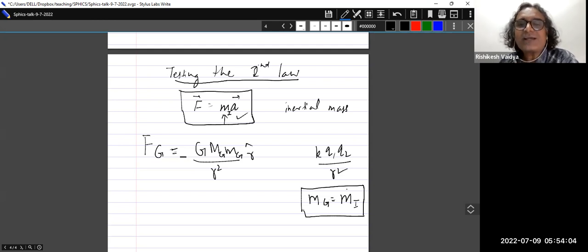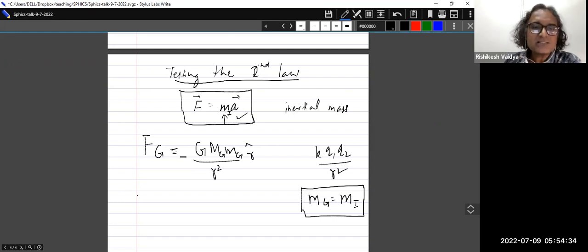So when I said that you cannot use a weighing scale to measure the mass, that is because a weighing scale is a measure of the gravitational mass. And a priori, there is no reason for us to believe that this is the same as this. So how do we test Newton's second law without using the notion of force as proportional to acceleration, and independently measure mass?